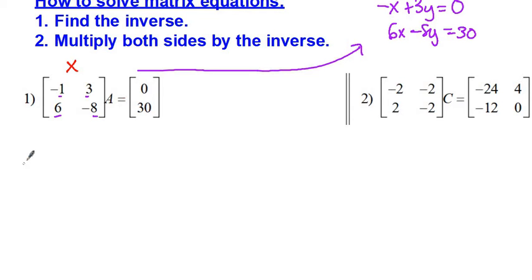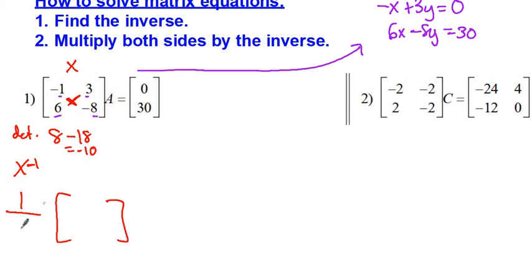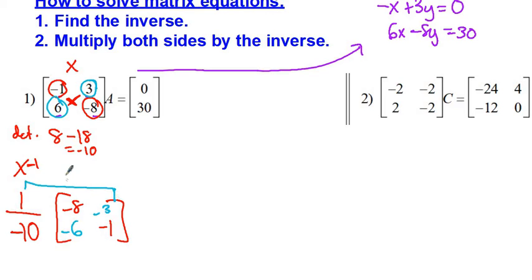So I need to find the inverse of X, X inverse, which we'll symbolize right there. And if you remember, it's 1 over the determinant, and then we switch the first diagonal and negate the second. First of all, the determinant is going to be negative 1 times negative 8, which is 8, minus 6 times 3 is 18. So 8 minus 18 is negative 10. And that's going to be outside on that inverse right there. Then we need to switch the first diagonals, so negative 8, negative 1. And then secondly, we need to negate these. So that 3 becomes a negative 3, and that 6 becomes a negative 6. This right here that we just found is X inverse. It's the inverse of X.